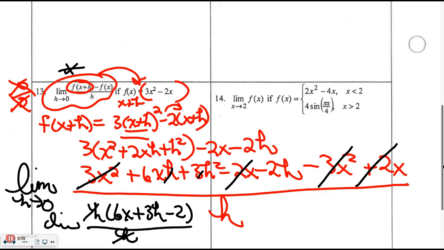I'm going to take a limit, and I'm going to plug a 0 in for h. When I do that, that term will go. So I end up with 6x minus 2 as my answer. Do you see how the h left? That 6x minus 2 is actually the derivative of it. You just don't know about derivatives yet. So that was number 13.